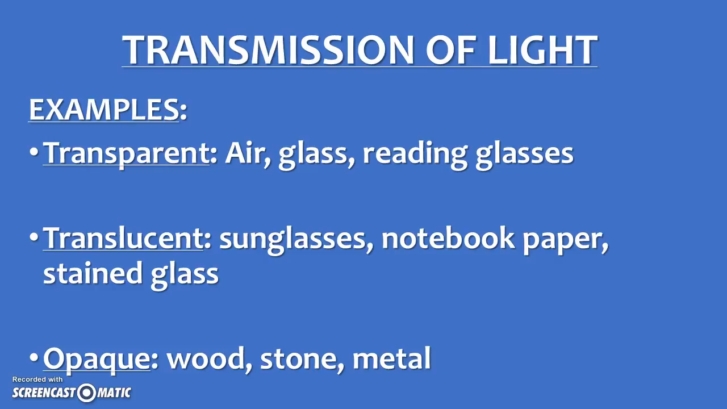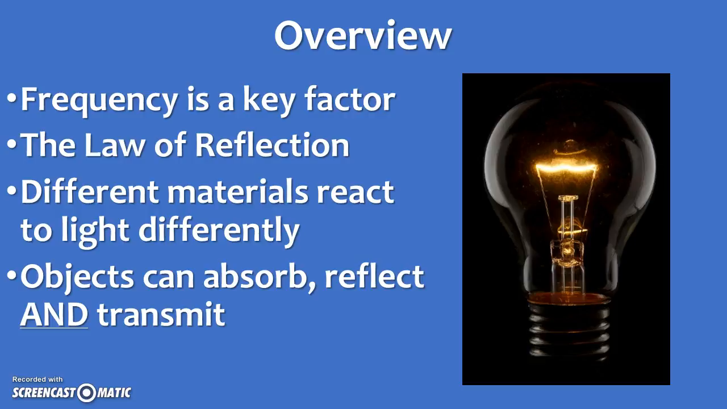Gotcha. So what we learned today was that frequency is a key factor to what we are able to see. If it doesn't fall in the range of 400 nanometers to 700 nanometers, we're not going to be able to see it because our eyes can't pick that up. We also learned about the law of reflection, and what that means is the incident ray equals the reflected ray all the time. That is a rule, a law that never changes.